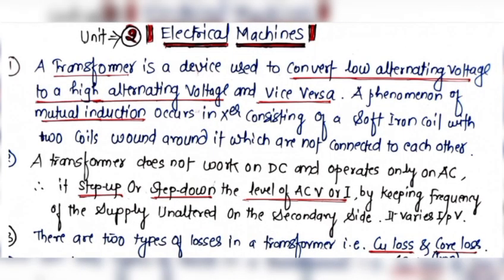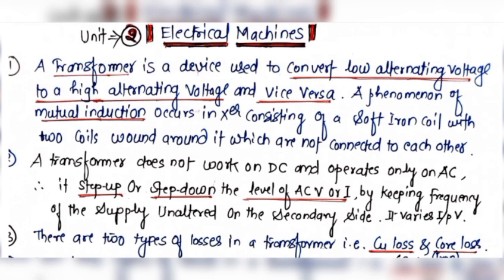Electrical machines, Unit 2. A transformer is a device used to convert low alternating voltage to a high alternating voltage and vice versa. The phenomenon of mutual inductance occurs in a transformer, consisting of a soft iron core with two coils wound around it, which are not connected to each other.